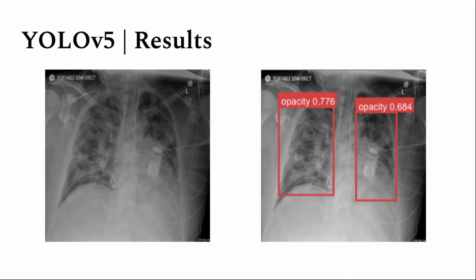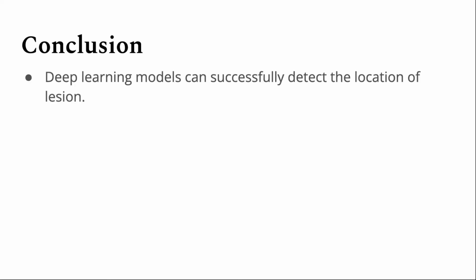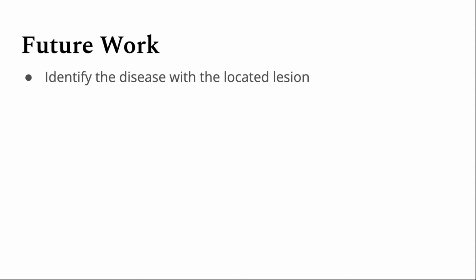And for the result, on the left side is the image we input into the trained model, and on the right side, the bounding box shows the predicted location of the lesion. And the numbers on the figures, 0.77 and 0.68, mean its confidence. To conclude, our trained deep learning model can successfully detect the location of the lesion, and in future work, we hope to finish the identification of the disease with the located lesion.